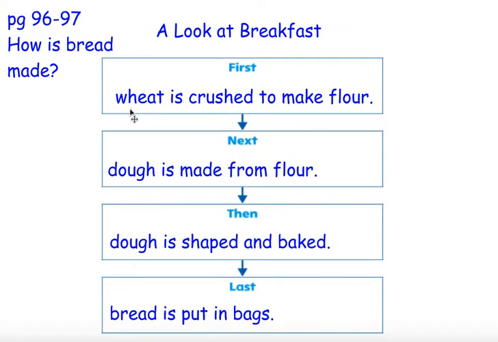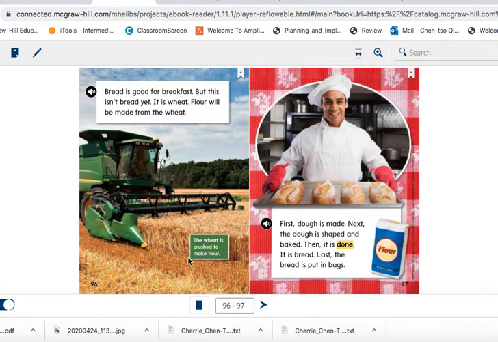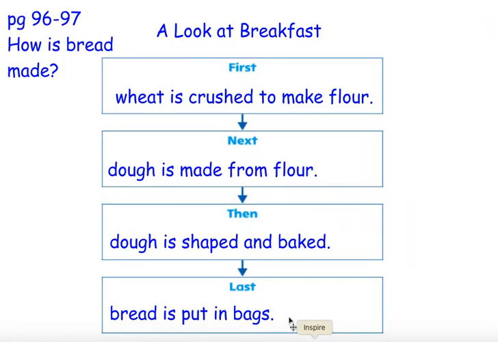We don't see bread, we don't see flour, but we see wheat. Wheat is crushed to make flour. So I use the sentence from the book because it tells us the steps. And then the dough is made from flour, right? And then the dough is shaped and baked. And I have a picture in my mind now about all those steps.